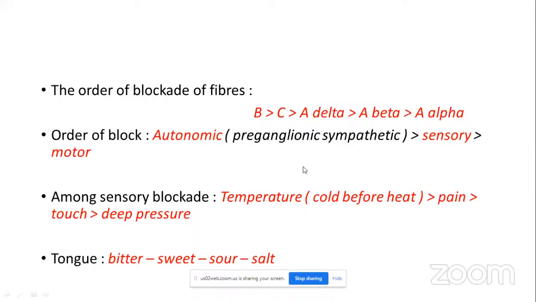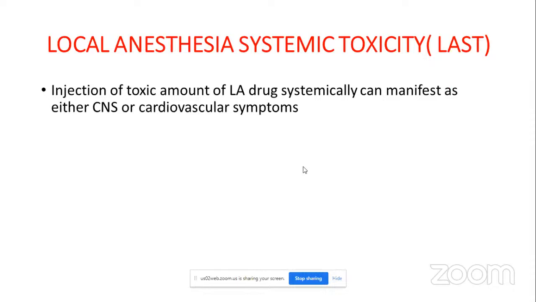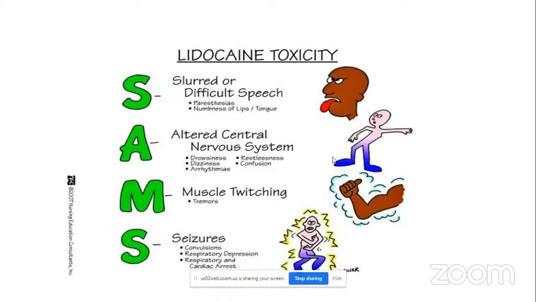Coming to the important topic, local anesthetic systemic toxicity, LAST. Why does it occur? Accidental intravascular injection of a large dose or fast injection of a drug causes this toxicity, which can be manifested as either CNS or cardiovascular symptoms. The most commonly used local anesthetic is lidocaine. What happens if there is systemic toxicity due to lidocaine? This is a mnemonic, SAMS.